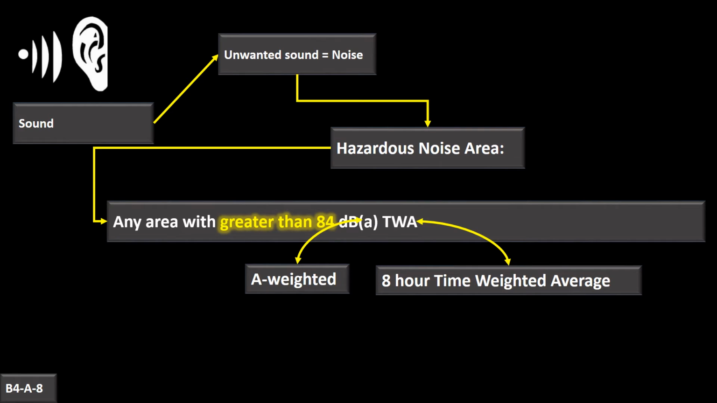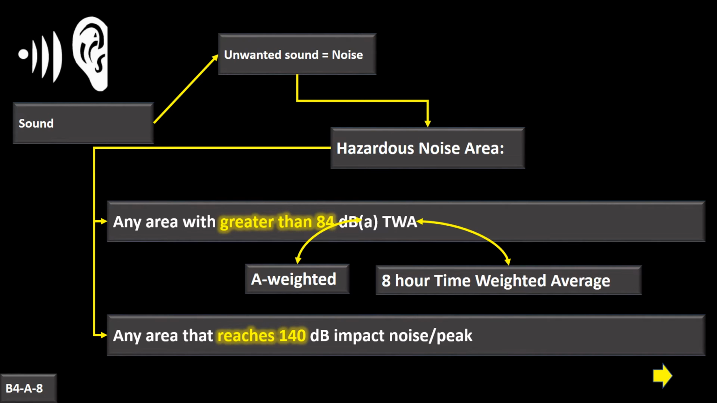Your TWA stands for time-weighted average. Typically, it's an 8-hour time-weighted average. Say we had a reading of 85 decibels TWA. It's saying the average decibel, the average loudness, in that area over 8 hours is 85. Well, that would be deemed a hazardous noise area because it's above that 84.